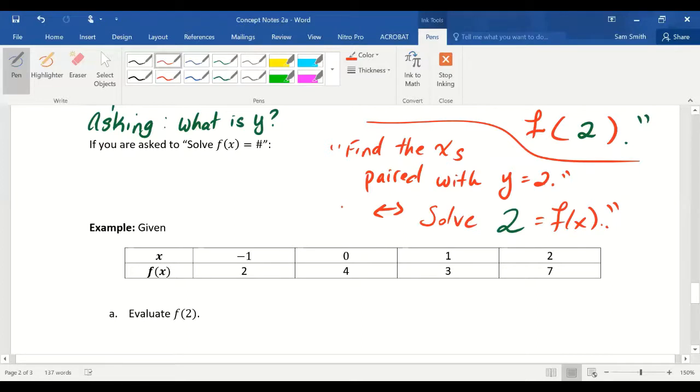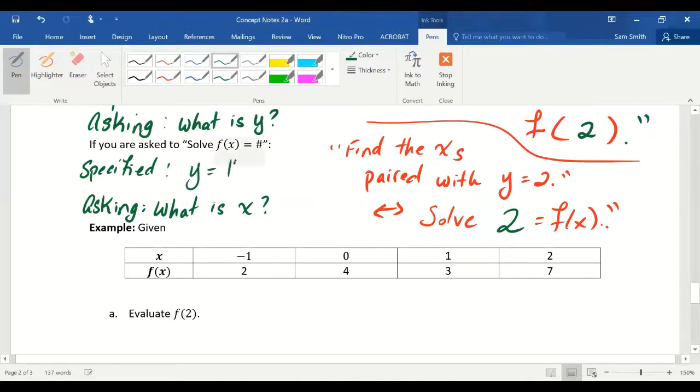And so if someone in general says, solve f of x equals some number on the far side of the equals sign, and x is left as a variable, the implication is that they don't know what number x should be. So what is x? They are giving you that y is this number. That's what they're specifying. They want to know the x's that are paired with that. That's our shorthand in function notation.